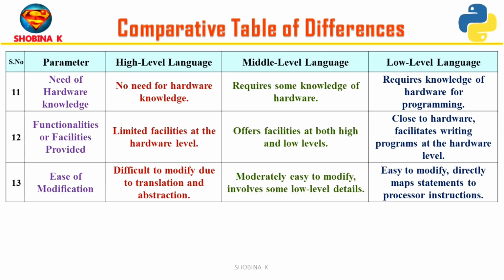And then we have ease of modification, which means how easily and efficiently changes or modifications can be made to a program. In high-level language, modification is difficult because of translation and abstraction. In assembly language, it is moderately easy to modify. Whereas in machine language, it is easy to modify because statements directly map to processor instructions.